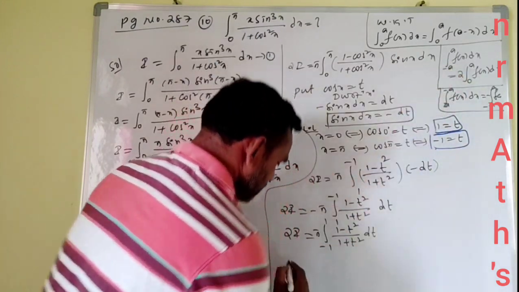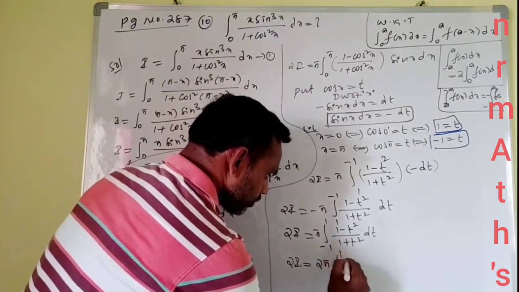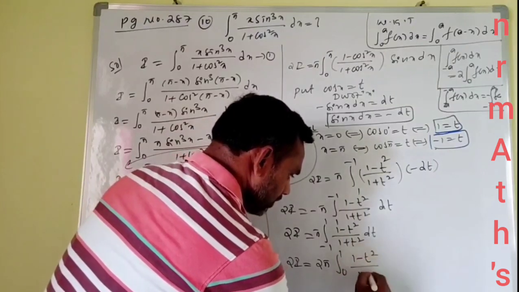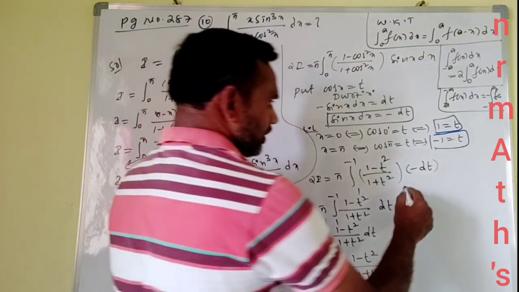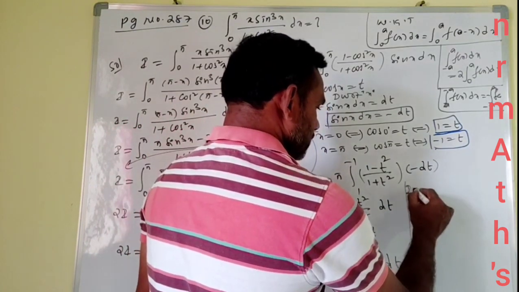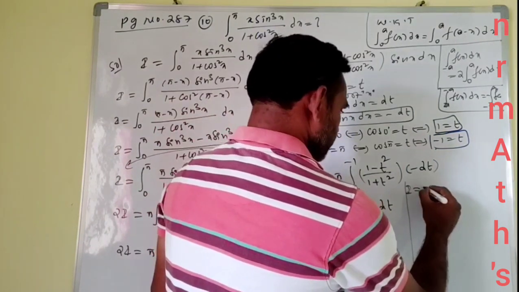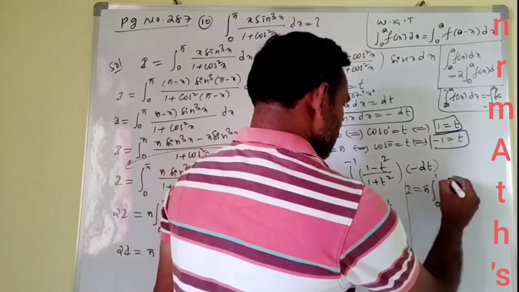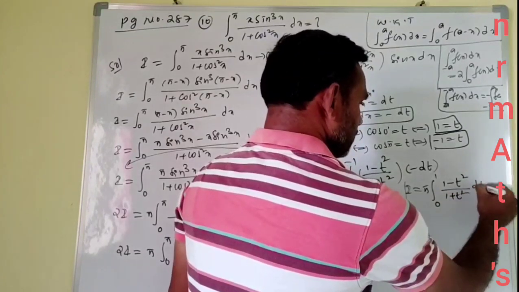Then applying this formula, 2I is equal to 2 pi times the integral from 0 to 1 of 1 minus t square by 1 plus t square into dt. The 2 cancels. Now I is equal to pi times the integral from 0 to 1 of 1 minus t square by 1 plus t square dt.